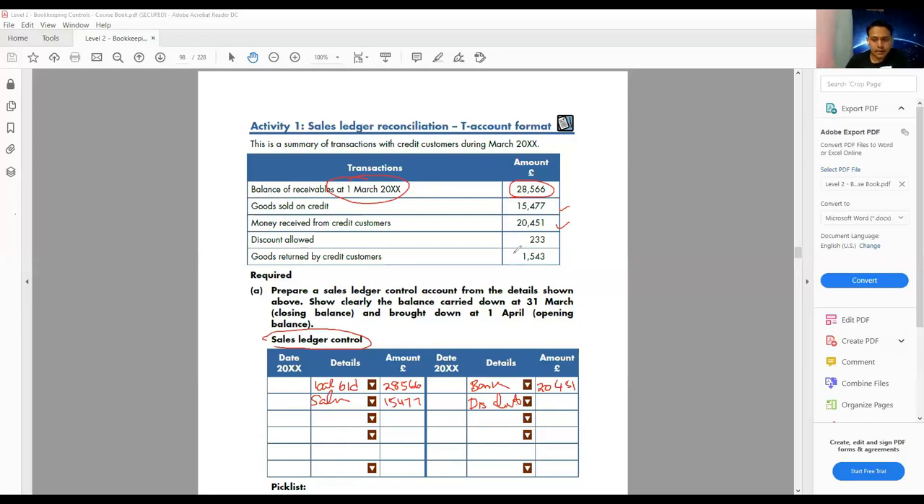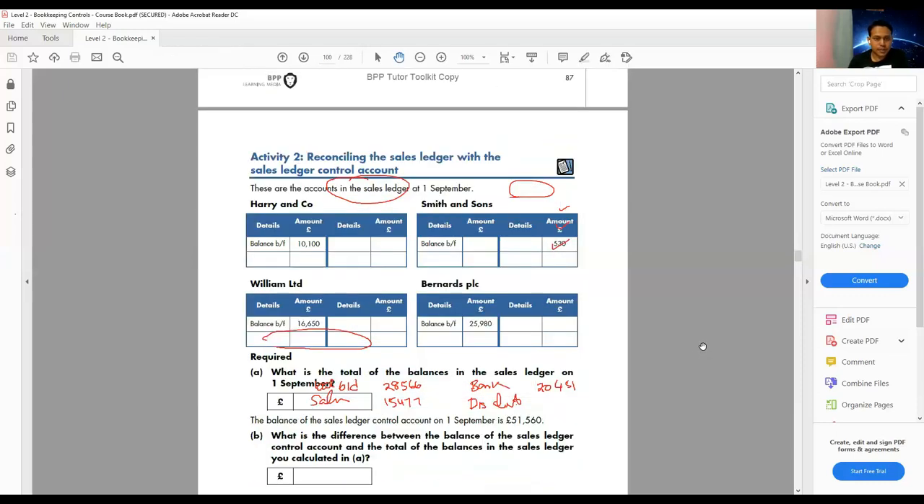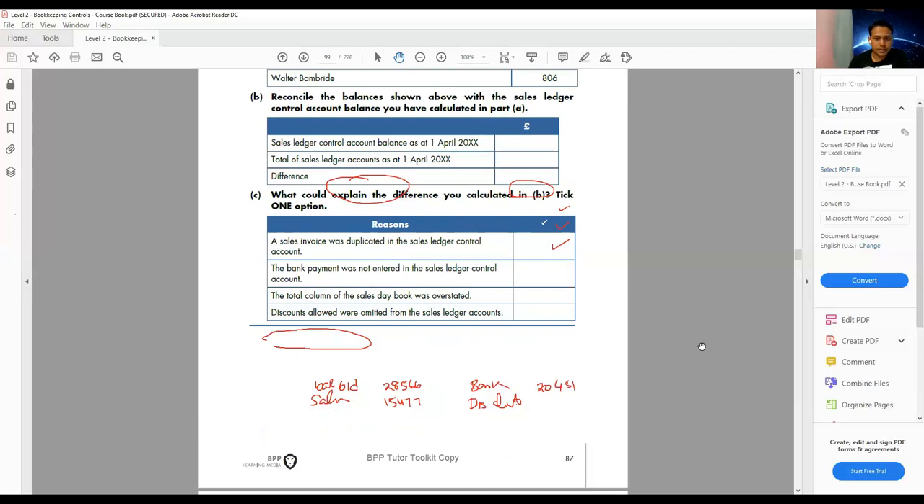Then we have the last one. We have goods return by the credit customer. So what happens if the customer returned goods to me? We will record again there.